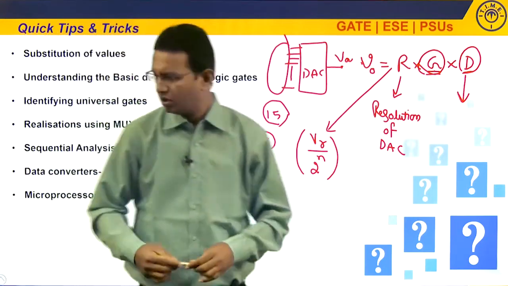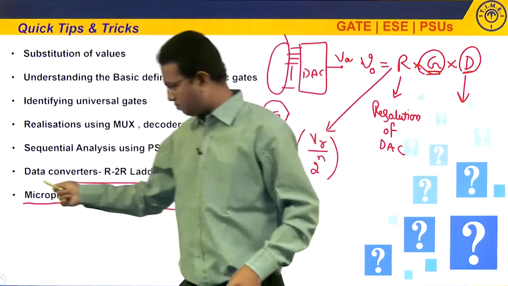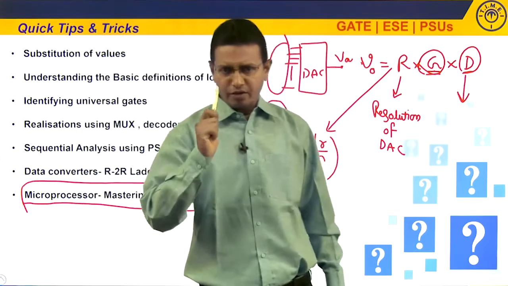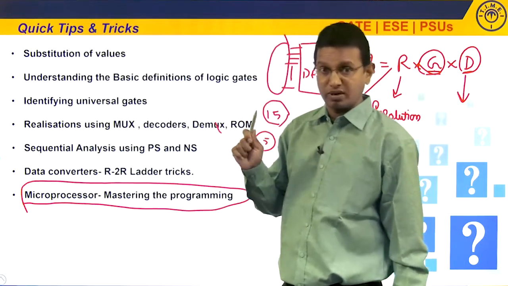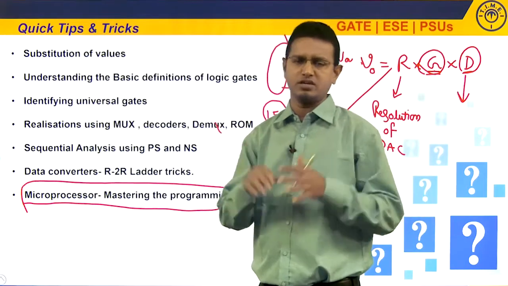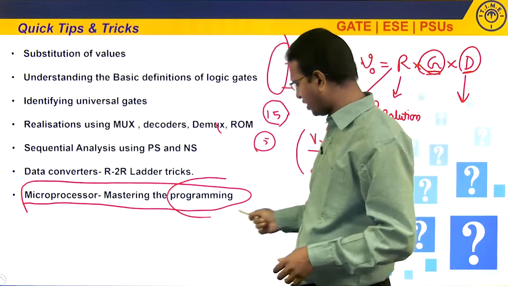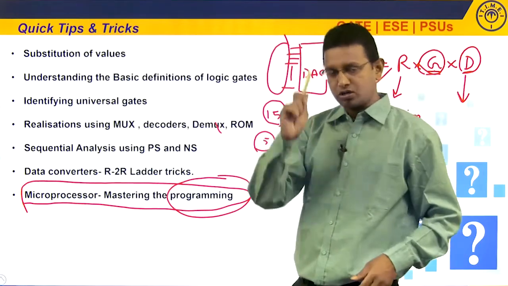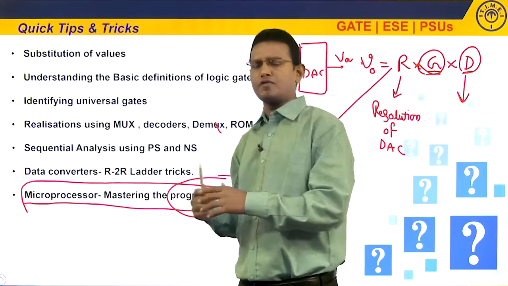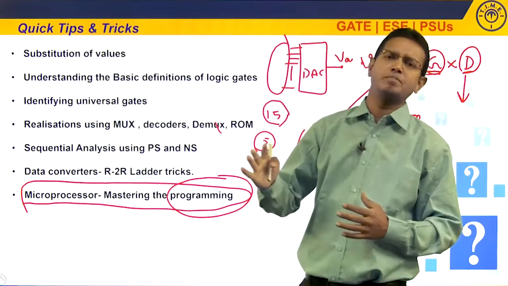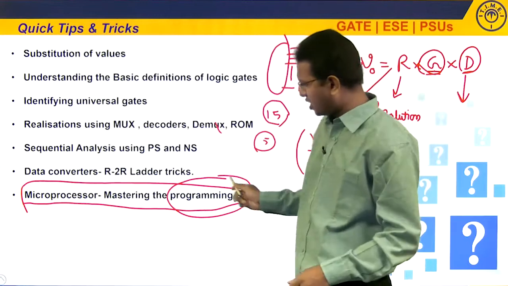Now, coming finally to the microprocessor. How to master the microprocessor? As I told previously, if you want to master the microprocessor, the first thing is architecture. Be good at architecture. Immediately after that, your main focus has to be on programming. If you are not good at programming, you are not good at microprocessor. If you go to any software company, any embedded systems company, or any company in the future, or if you sit in interviews, they will ask questions related to programming only.